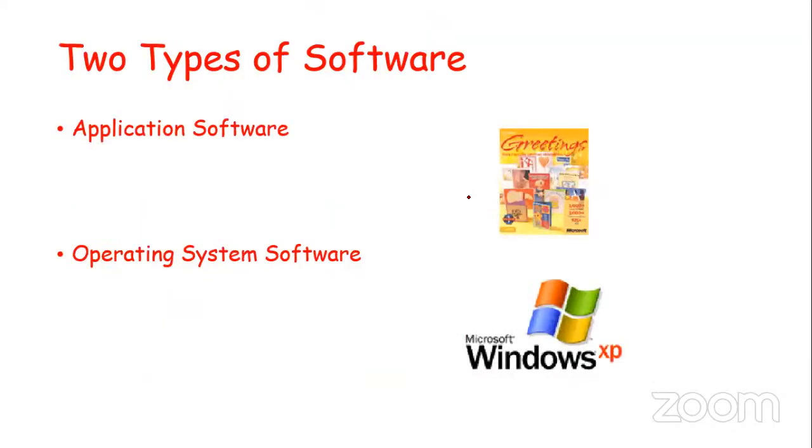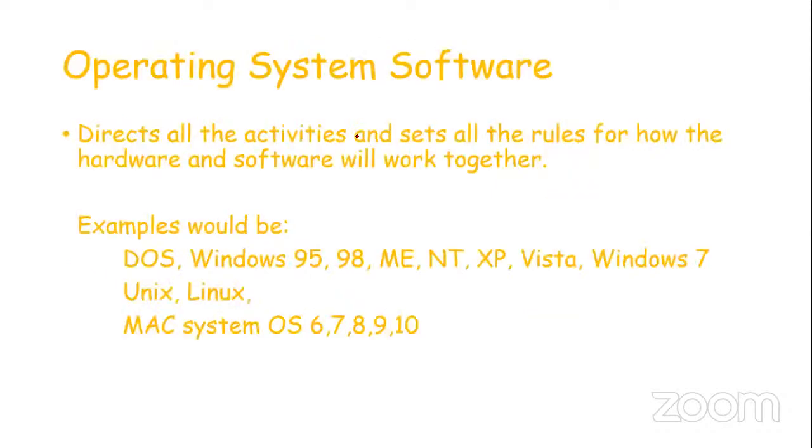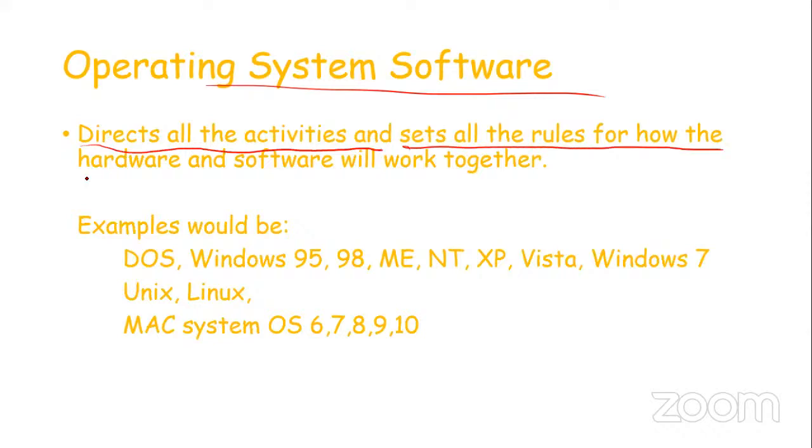Okay. There are two types of software. There is a software that we call an operating system, and the software that we call an application system. So what are those two things? The operating system is the software that directs all the activities of the computer. It sets all the rules for how the hardware and the software will work together. It's like the overall software that your computer needs.